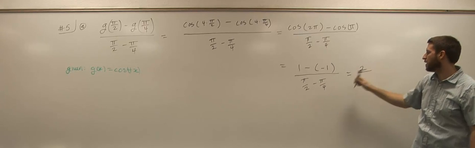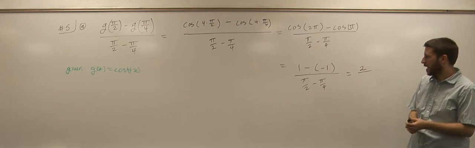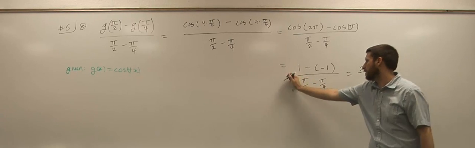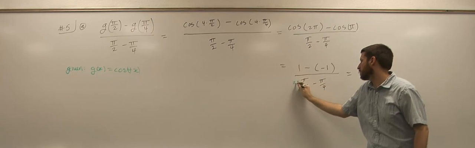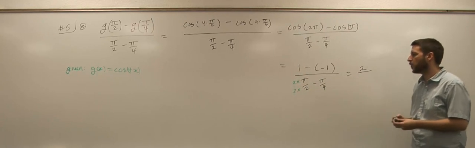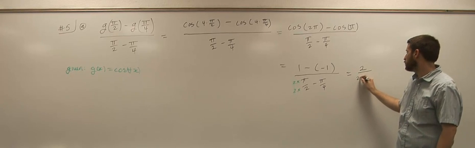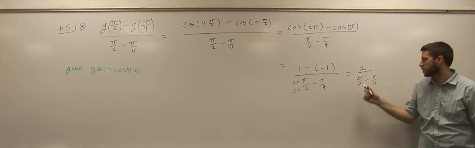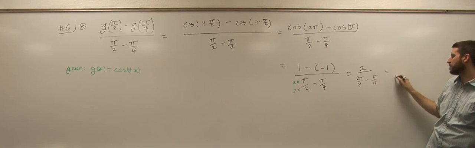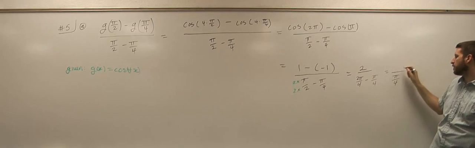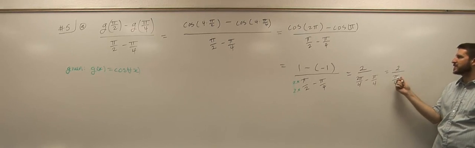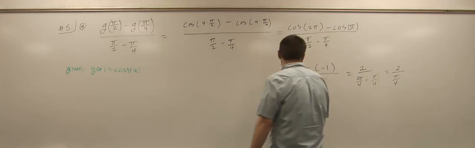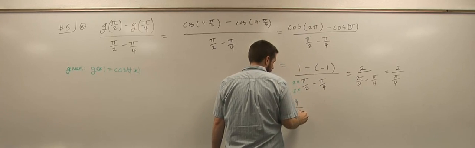So 2 on top. All right, I got to deal with the bottom. So I get a common denominator, which is 4. Oh, but I don't have to multiply by 4. I have to multiply by 2. All right, that'll give me my common denominator of 4. So this becomes 2 pi over 4 minus pi over 4. 2 pi over 4 minus pi over 4 is again 1 pi over 4. But then this guy has to flip up. So when you flip and multiply, you end up with 8 over pi.